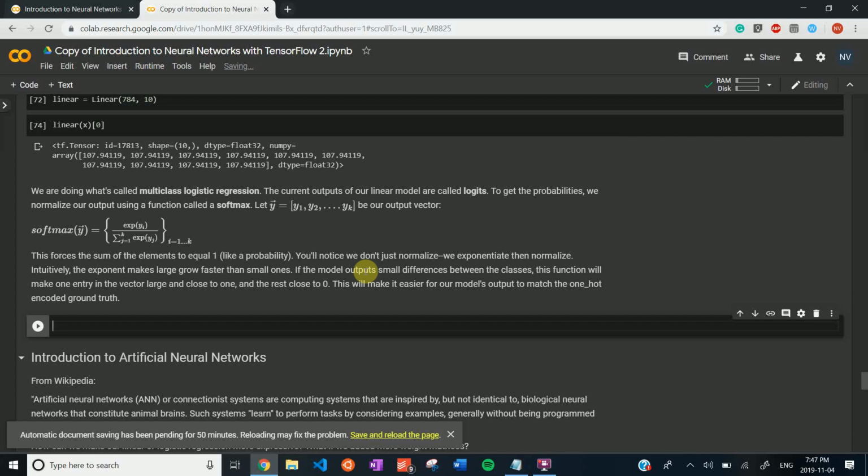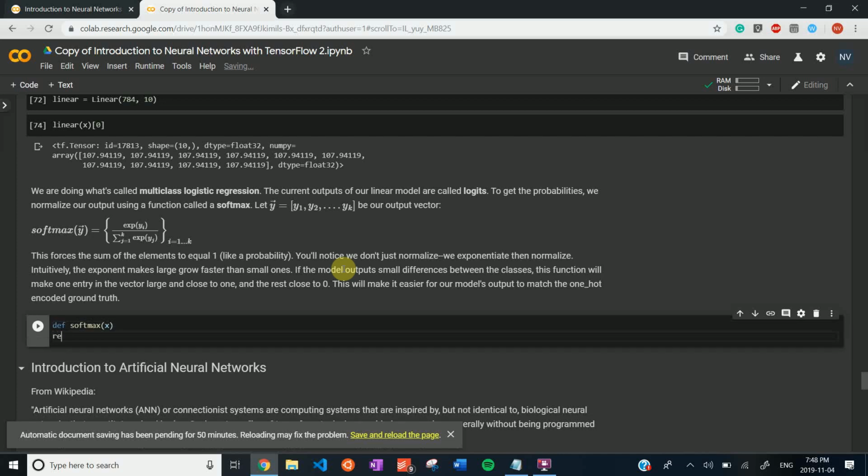The exponential function makes large values larger and makes small values a bit larger, and so it exaggerates the effect. If our model is making predictions about whether it should be a 2 or a 3, and there are slight differences, this function will make sure that any slight difference is exaggerated. If it's slightly more sure about it being a 5, the 5 will be pushed a lot closer to 1, and the rest of the values closer to 0. This will essentially help our model match the actual data that we have. Let me write that in Python and show you how that looks.